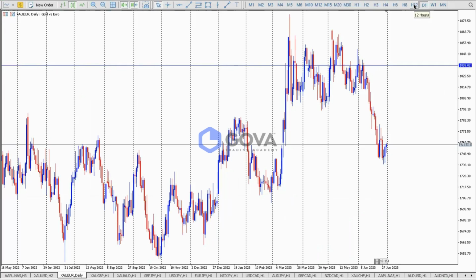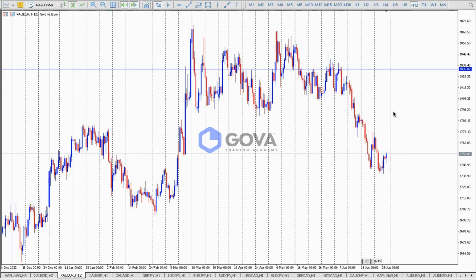Switch back to H12 to determine the trend. When you switch back to H12, you can see the market structure. This is where the month opened from. So looking left from that area, we can see that the market structure is like this, right?